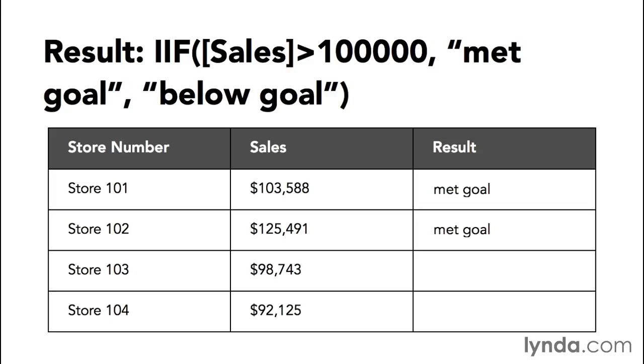The third store then gets evaluated, and the expression will read 98,743 is greater than 100,000. Well, that is a false statement, so the false part of the function is returned, and we'll see below goal for that record. The function continues down the list and evaluates every record in turn. So that's just one example of the types of things that a conditional IIf function can do for you.